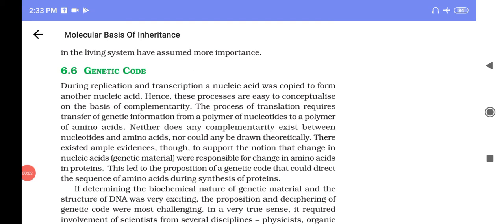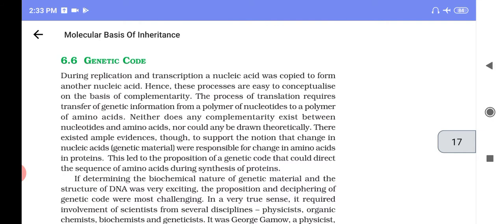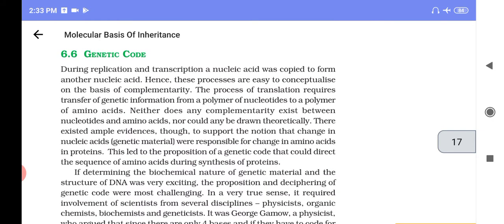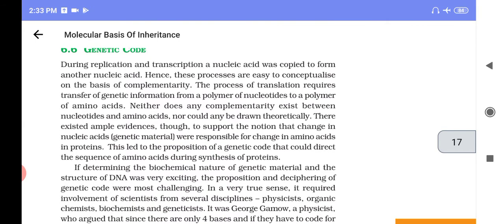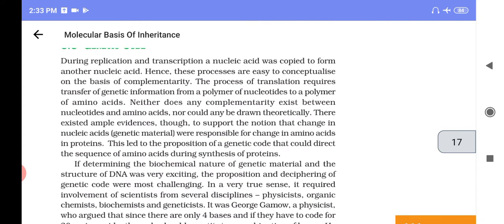Second part of the molecular basis of inheritance, which started from the genetic code. During replication and transcription, a nucleic acid was copied to form another nucleic acid. Hence, these processes are easy to conceptualize. On the basis of complementarity, the process of translation requires transfer of genetic information from a polymer of nucleotides to a polymer of amino acids.